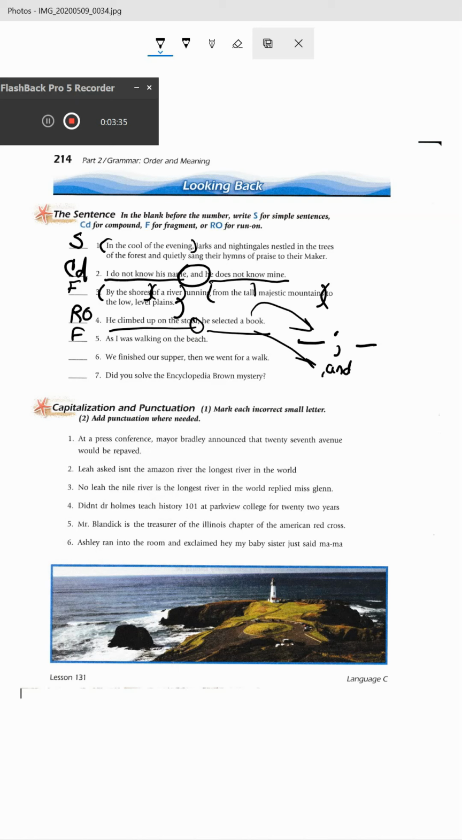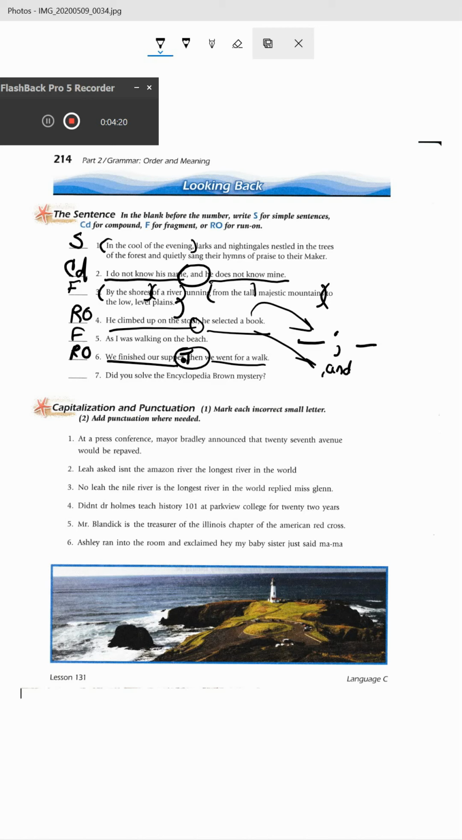We finished our supper, then we went for a walk. Yeah, this is a little tricky. I don't know why they threw this one at you. Because you're saying, well, it's two complete thoughts, right? And it has a comma in between. You cannot, then is not a connecting word. You have to be using and, but, for, or, nor. So this is actually, they should have a period here and a capital T. All right, that's how that one needs to be fixed. So this is still a run-on.